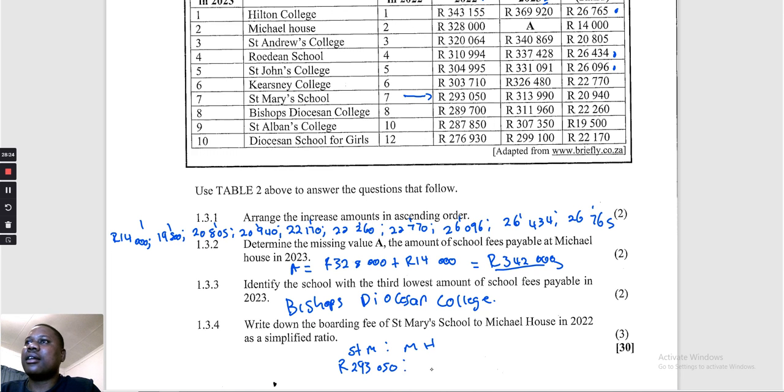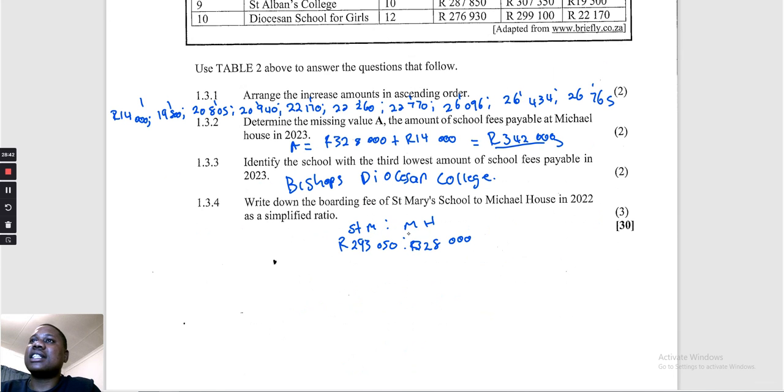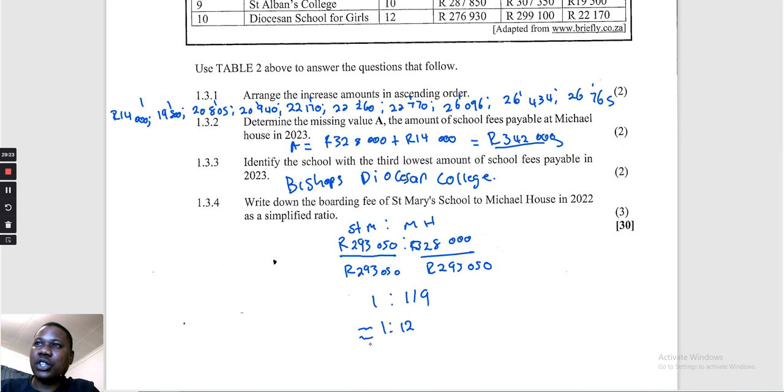And then the Michelle House, how much was this one? Oh, here it is. In 2022, 328,000. So now, because they want it in a simplified ratio, we look for the smallest number there, and then we divide by that smallest number. So our smallest number is 293,050. Then we divide 328,000 by 293,050, and that gives us approximately 1:1:2. Yeah, like that.